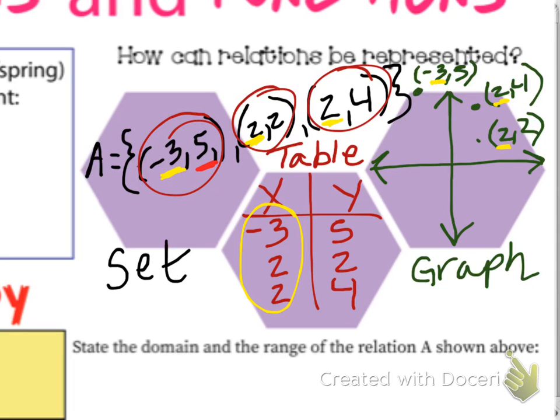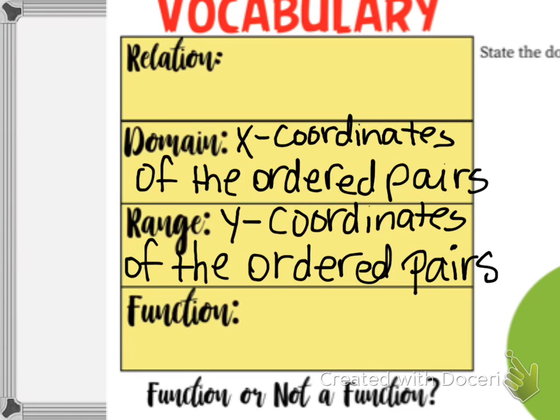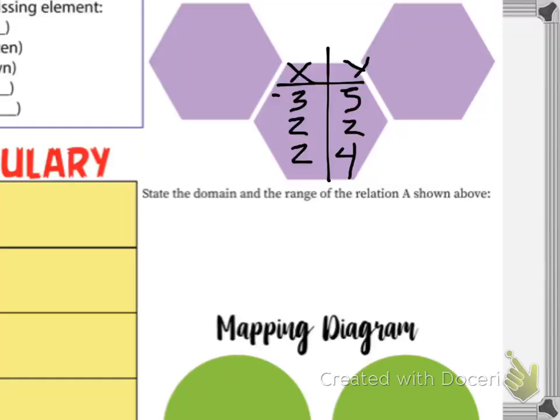Now your y coordinates, the second coordinate in every ordered pair, all the y's, those are going to be part of the range. So filling in the vocab for range, that's going to be the y coordinates of the ordered pairs. So if I'm asking you to state the range, then you're just going to look for every y coordinate, every second coordinate in the ordered pairs.